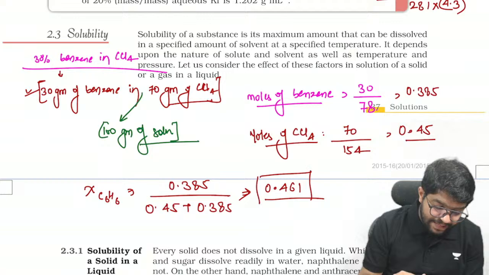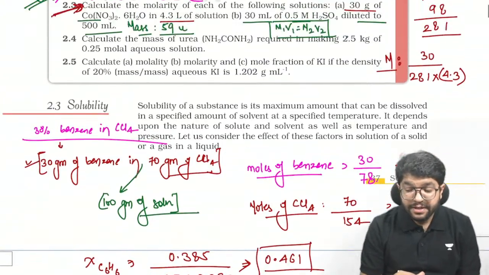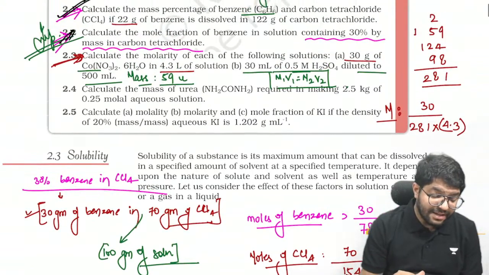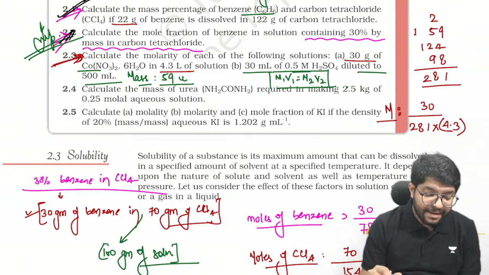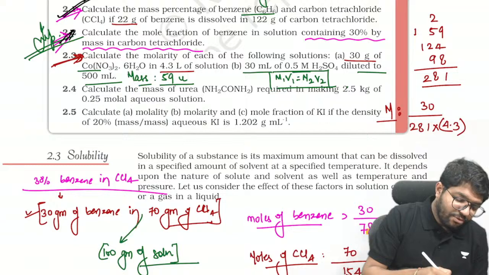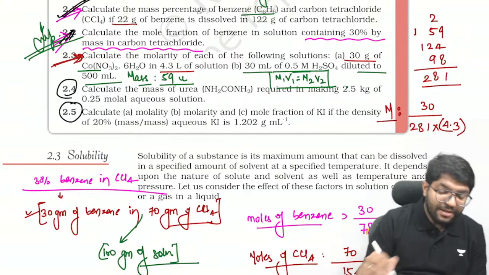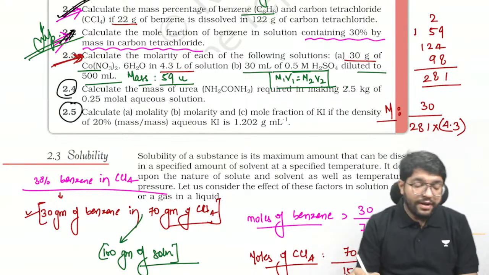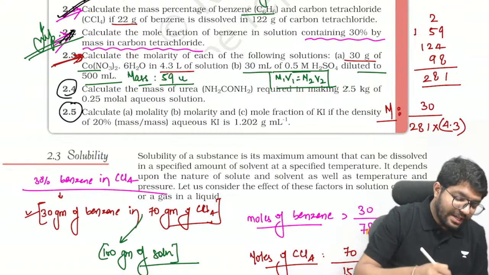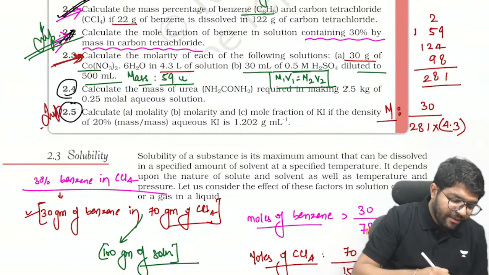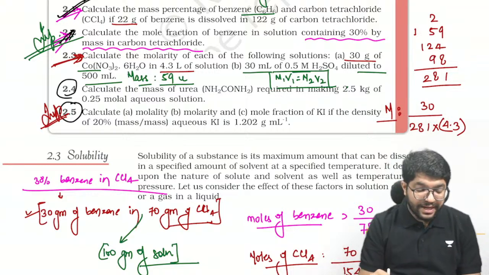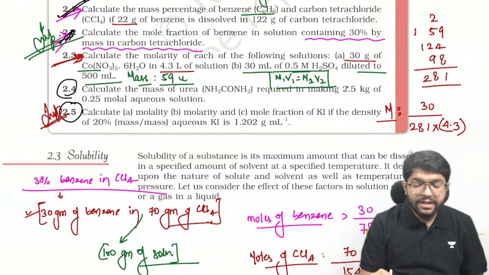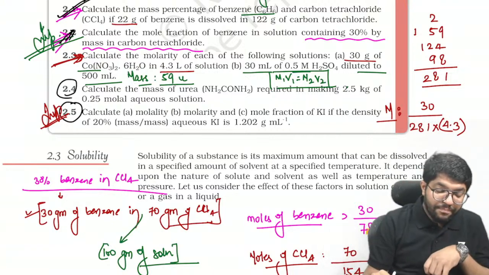So 30 gram of benzene, yes, it is covered here. That is also done in yesterday's session. Then we have 2.3, that is also done in the session yesterday. And now we have 2.4 and 2.5. 2.5 is a really, really good lengthy conversion question which we will talk about right now, and 2.4 is the question which we will do first.